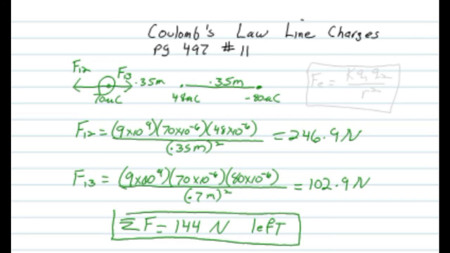But this is an example of a problem where you have multiple forces. You have to draw a free body diagram with vectors. Use Coulomb's law, which, if you remember, is Fe equals K Q1 Q2 over R squared. That'll give you the magnitude of the force. We're going to use that for each force, and then use the free body diagram to add the forces as vectors. In this case, they were in opposite directions, and we came up with the net force.